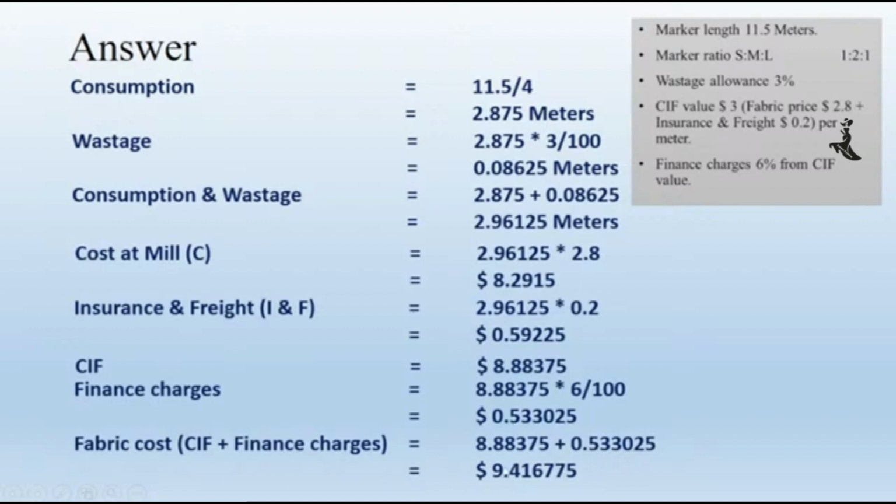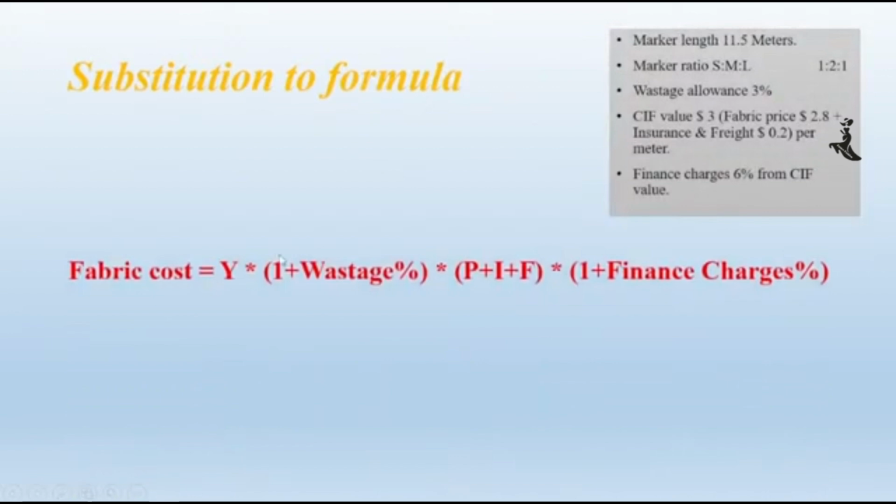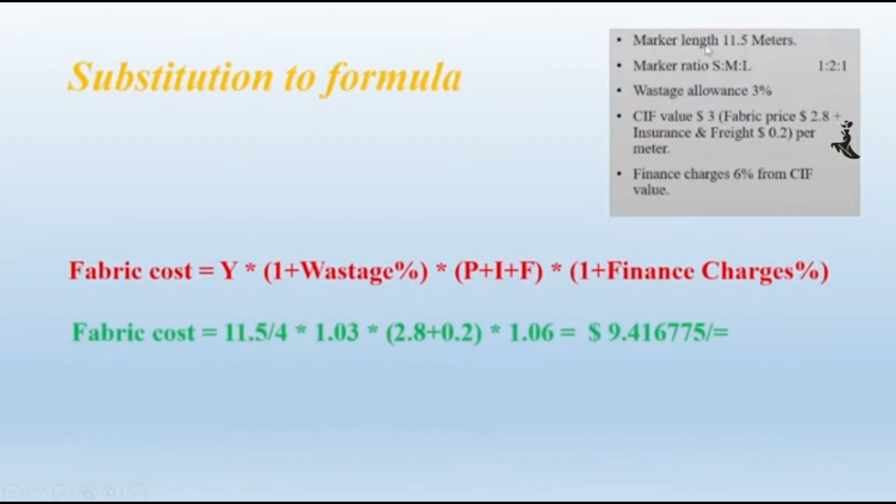Now this is the method. This is actually the step-by-step method, the manual method, and we can also apply the formula. We will see that. Now if we apply the formula, this is the question. This is the formula: fabric consumption, that is yield yard, into (1 plus wastage allowance) into, in brackets, make sure that you put them in the right place, price plus insurance plus freight, into (1 plus finance charges percentage).